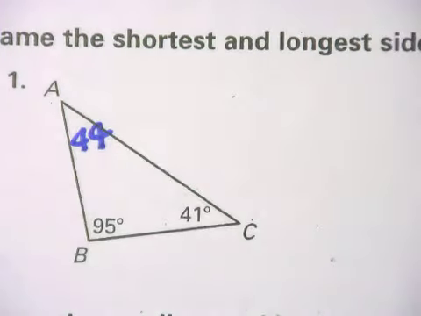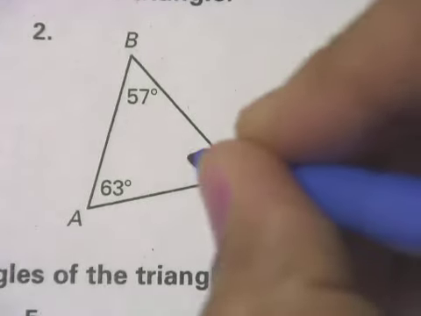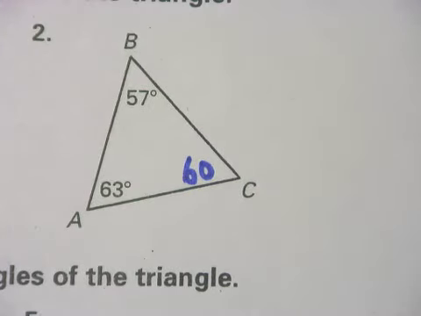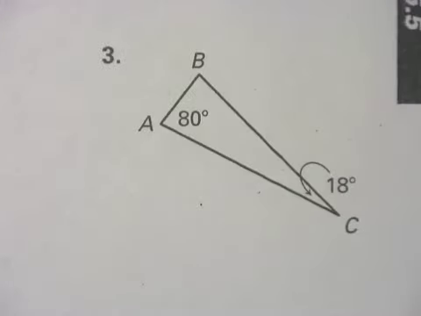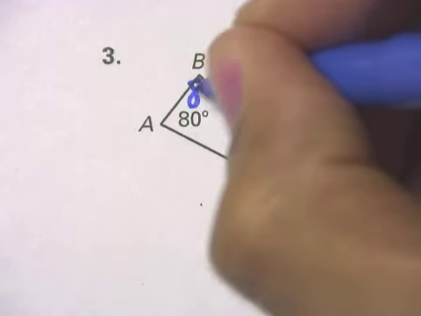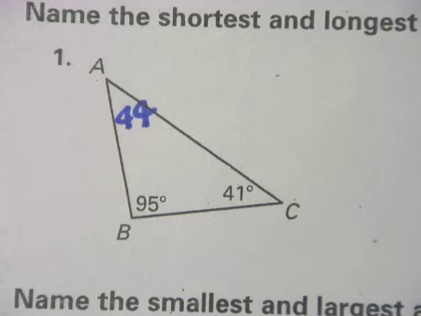On page 75, 1 through 3, again, they left out some information. So let's fill that in. 44 degrees. This is 60 degrees. And this is going to be 82 degrees.